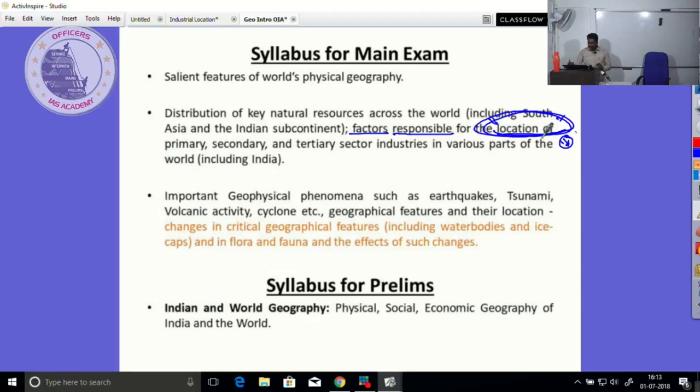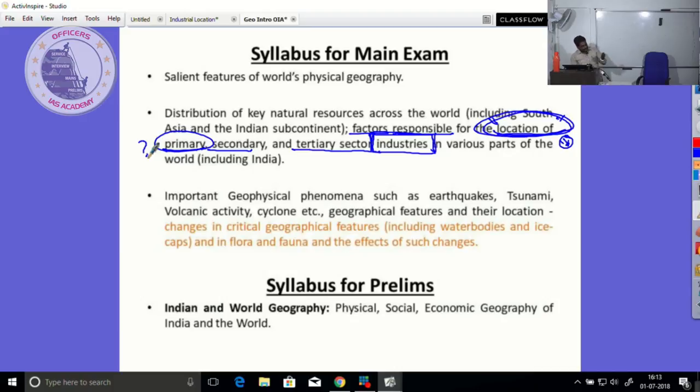Now proceeding further, it says primary, secondary and tertiary sector industries. Let me understand this at a second degree. Secondary sector industry I can understand. What is the secondary sector industry? I call it manufacturing industries. Tertiary sector industries are service sector industries. But what is this primary sector industry? Is it agriculture? Is agriculture? That is the question.